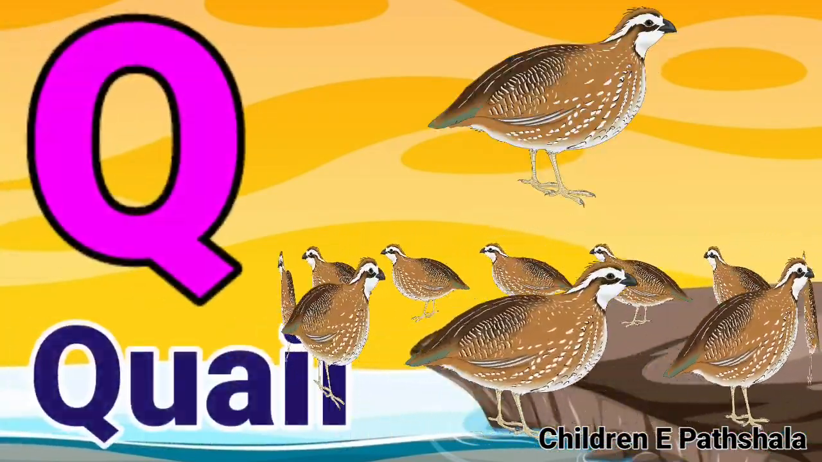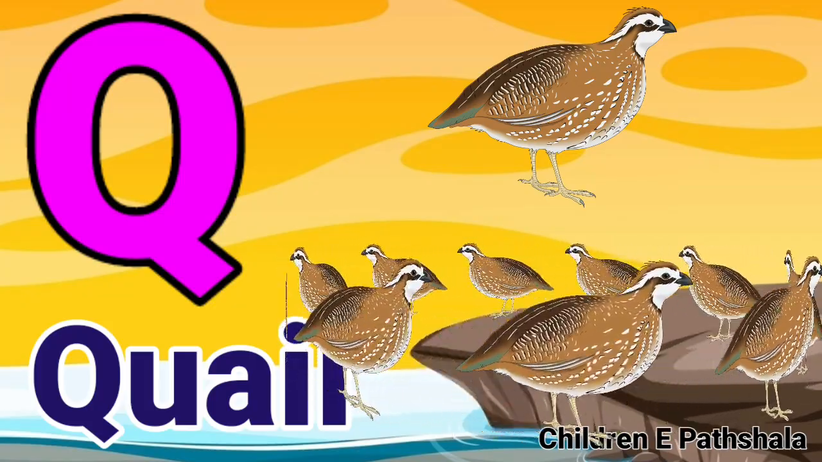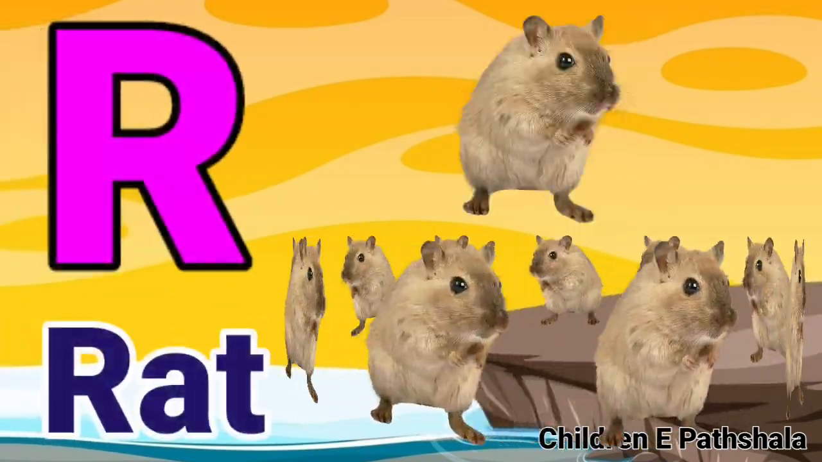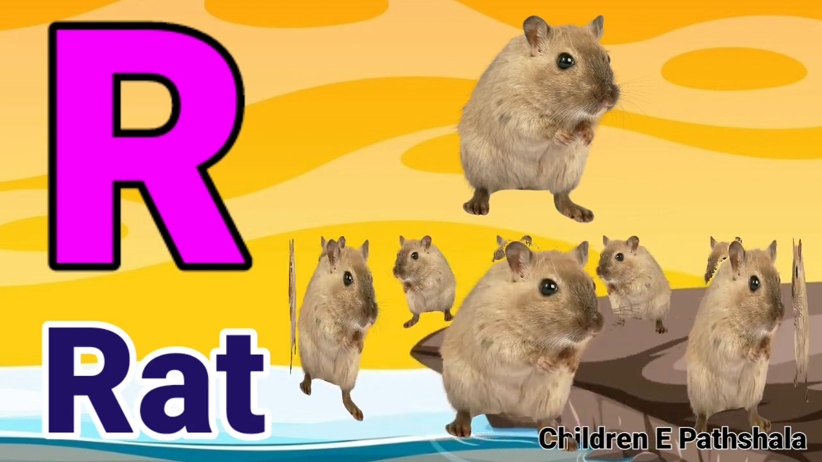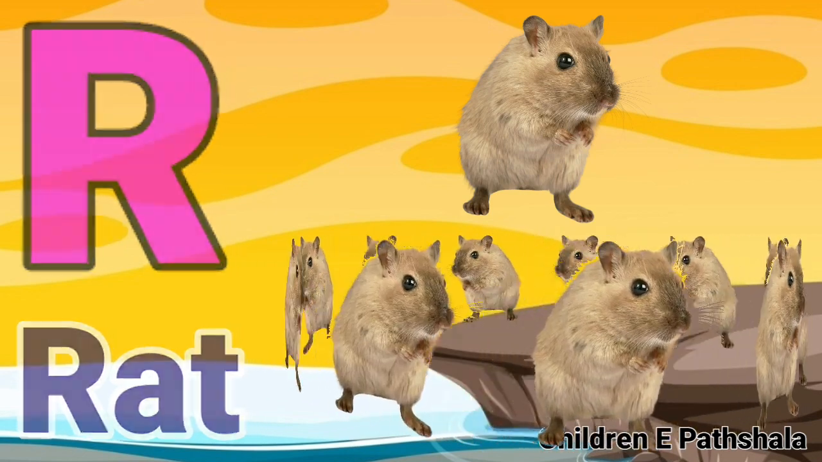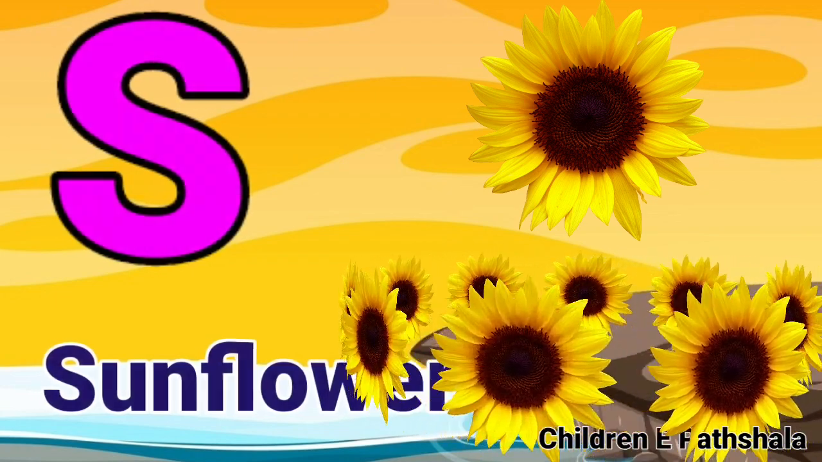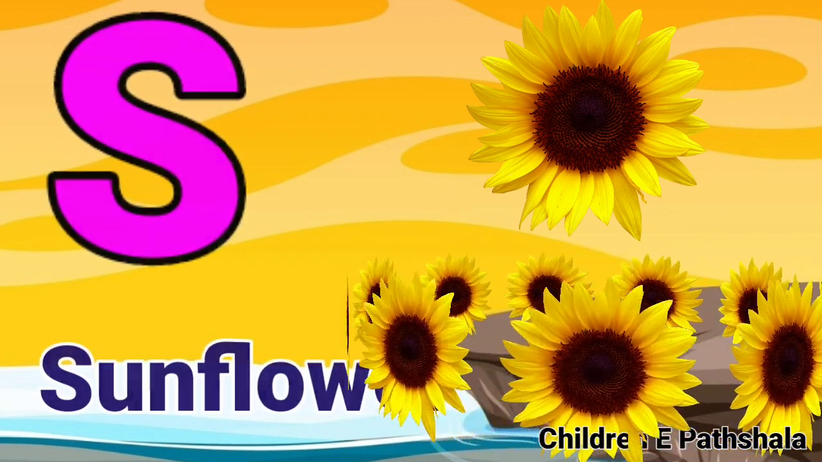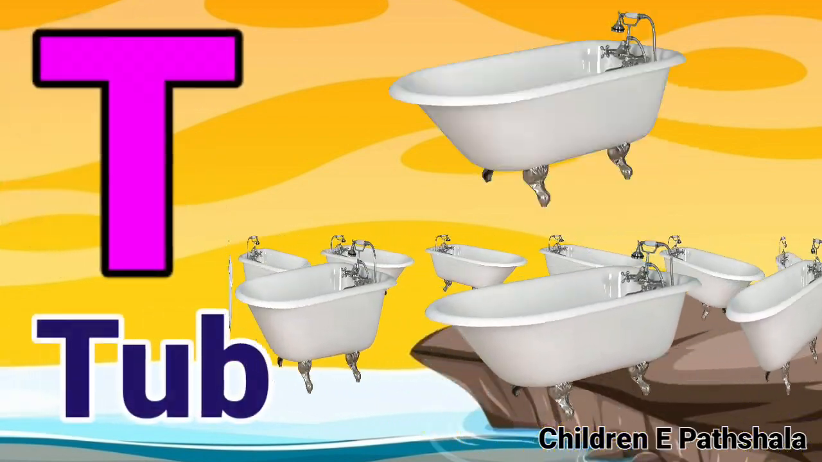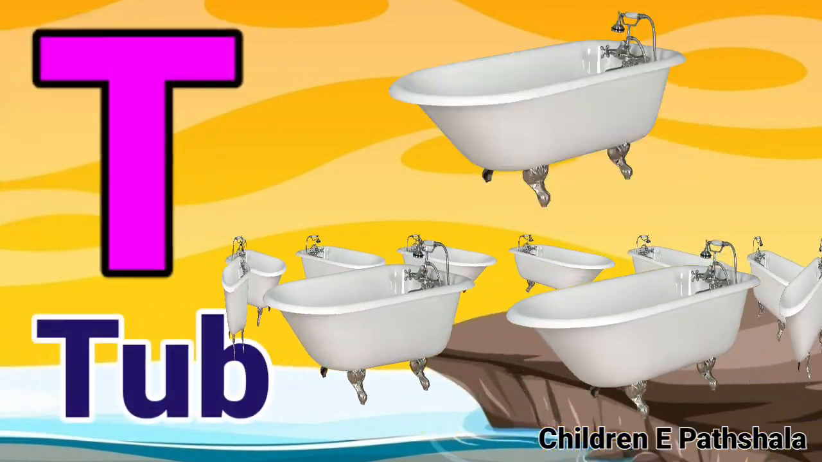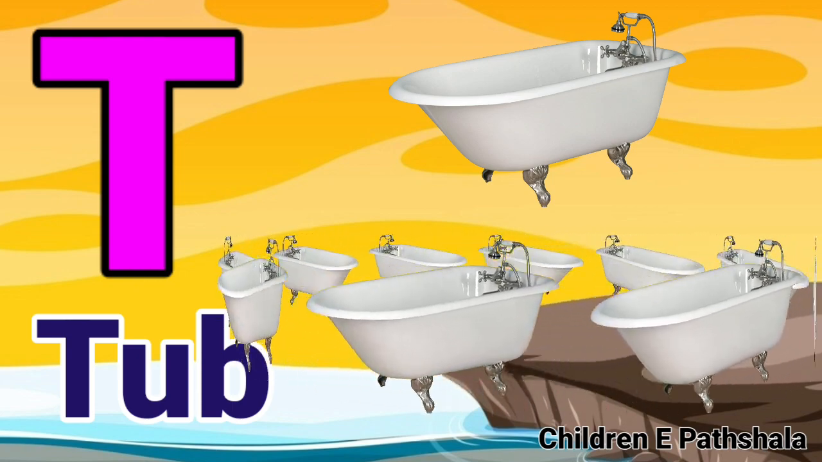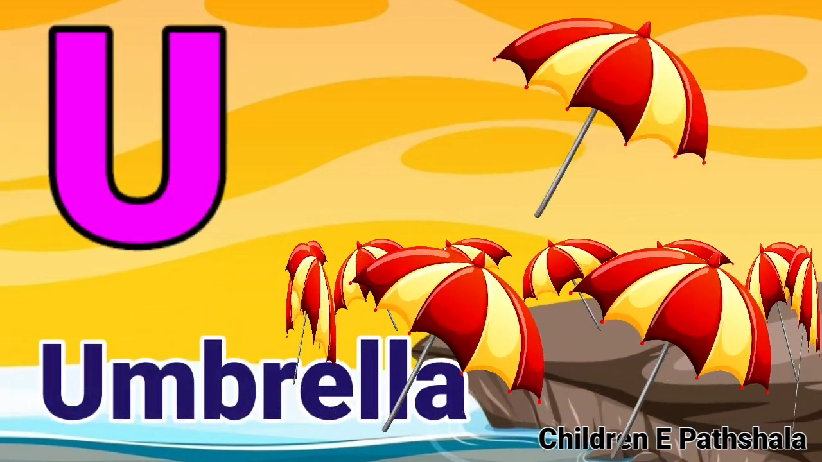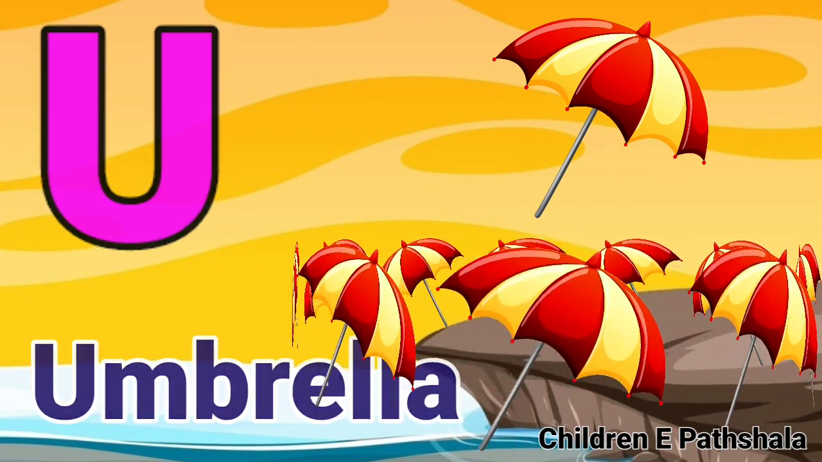Q for quail. R for rat. S for sunflower. T for tube. U for umbrella.